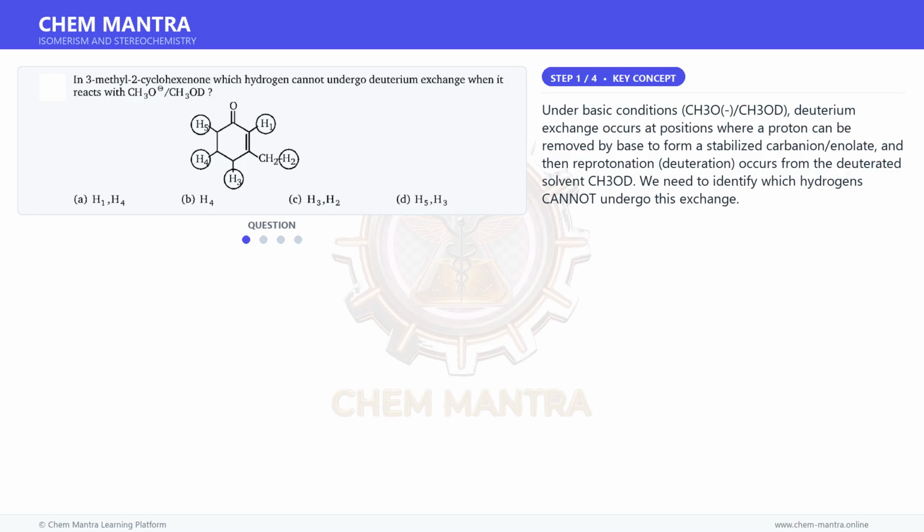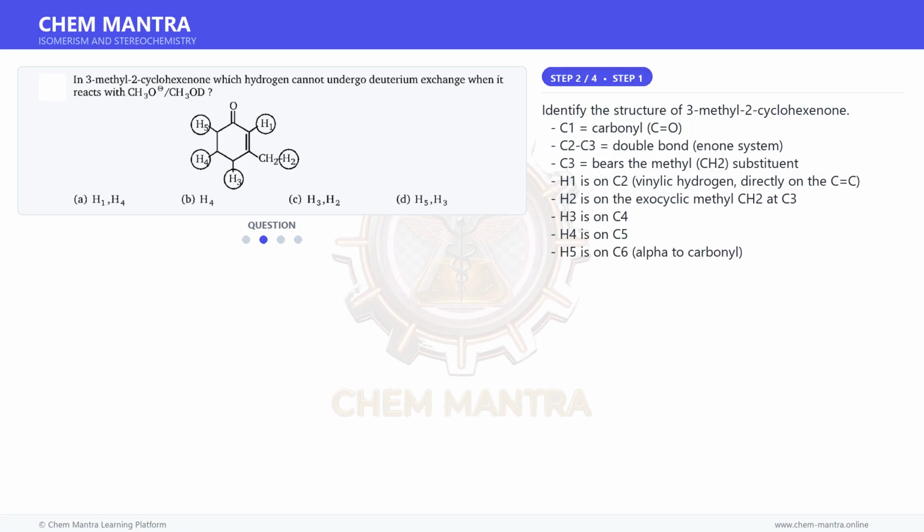CH3O-/CH3OD deuterium exchange occurs at positions where a proton can be removed by base to form a stabilized carbanion (enolate), and then reprotonation (deuteration) occurs from the deuterated solvent CH3OD. We need to identify which hydrogens cannot undergo this exchange. Moving on to the next step.